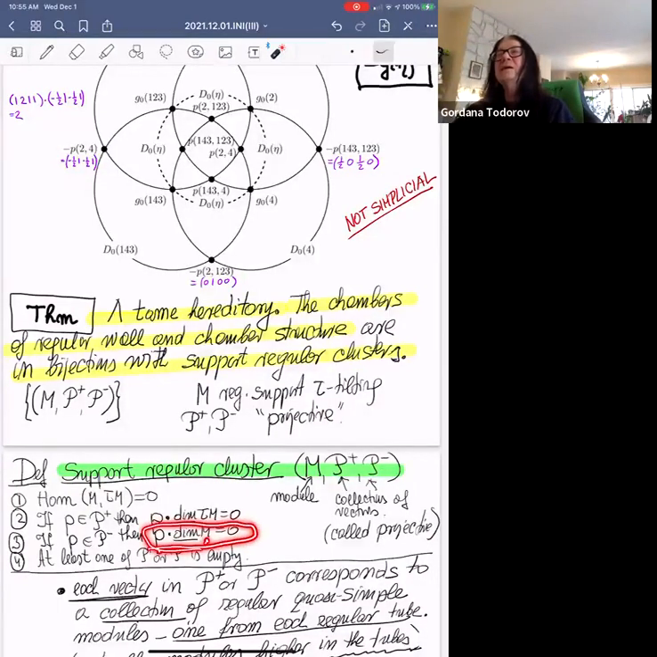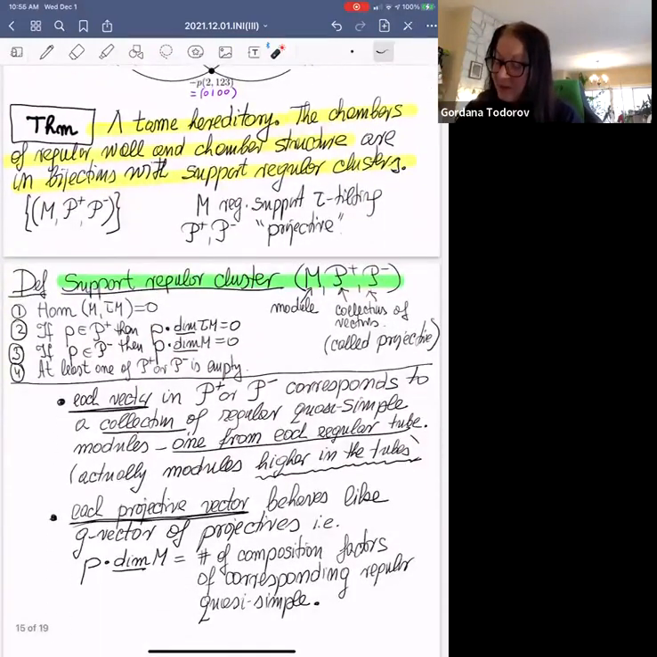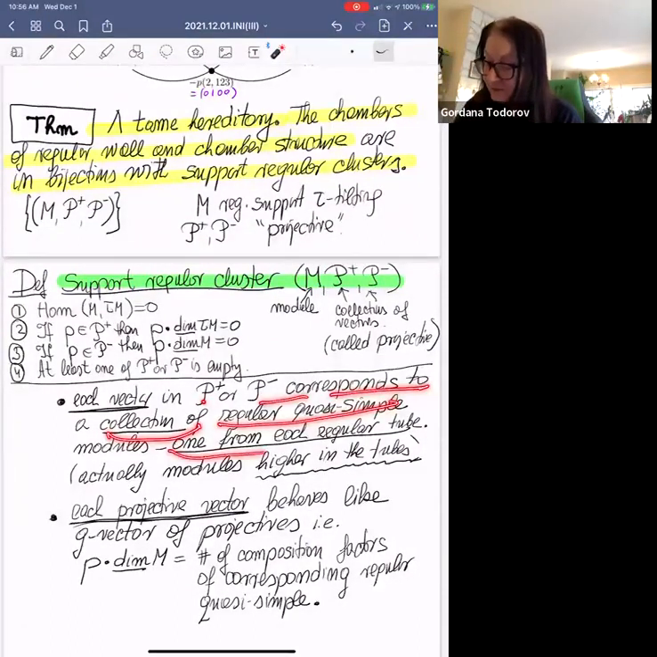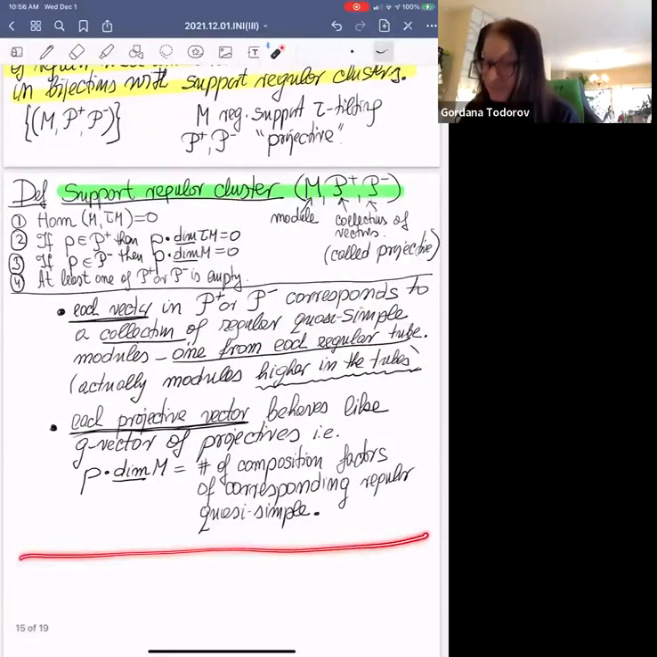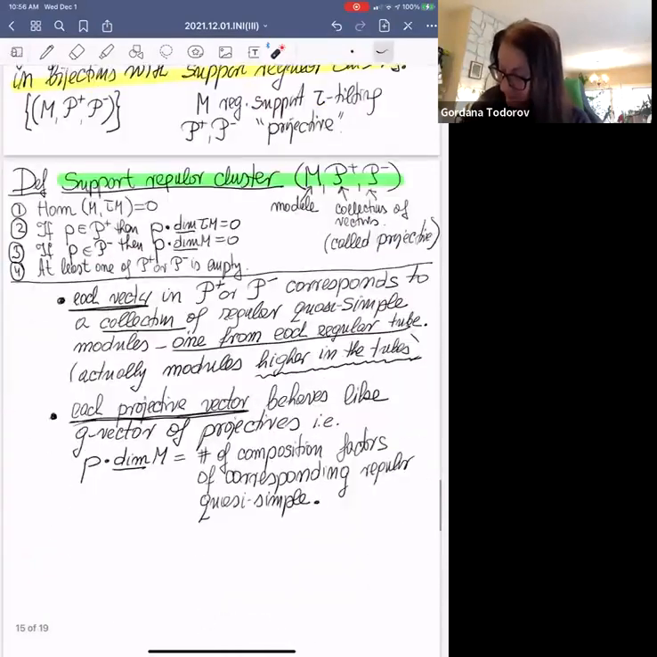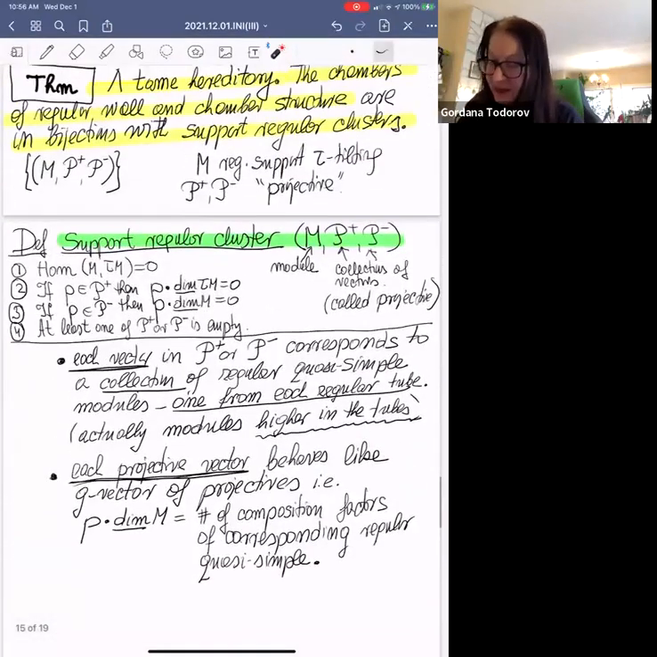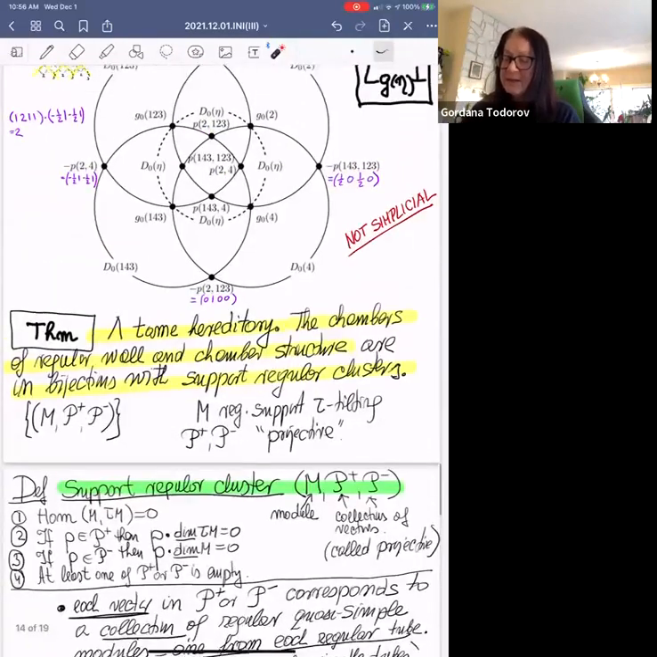which is like in the tau tilting story when you take the shift of a projective, okay, or take M comma P and take P. So each vector in P plus and P minus corresponds to collections of regular quasi-simples in these tubes, and regular quasi-simples in these tubes correspond to the projectives in the corresponding Nakayama algebras. I guess I didn't write this part, but actually I wrote it at some point, but okay. So this is the story.